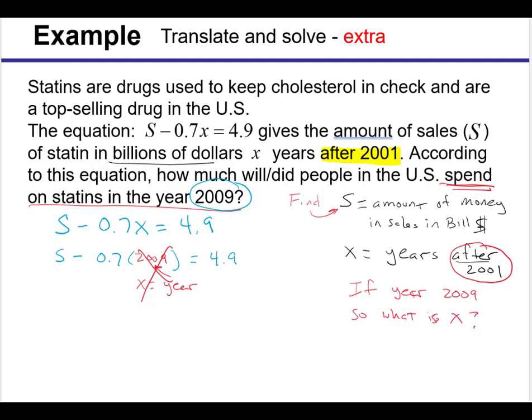Now you might be able to do it intuitively, because 2009 is 8 years later than 2001. Or you could just subtract 2009 minus 2001 and get 8. But either way, in the year 2009, we know X equals 8, because 2009 is 8 years after 2001. So this is my X. This is what I have to plug in.